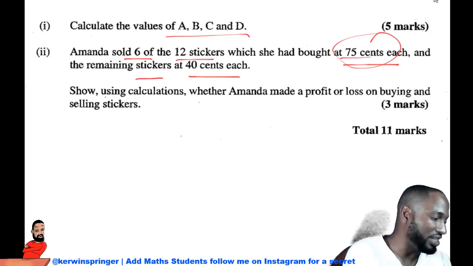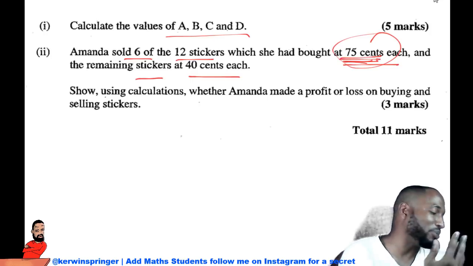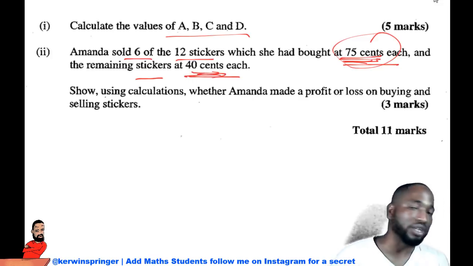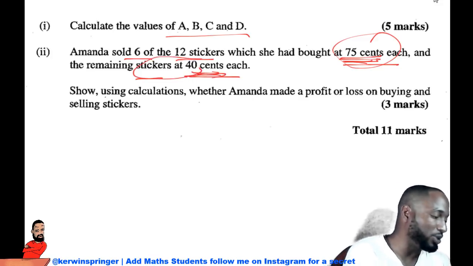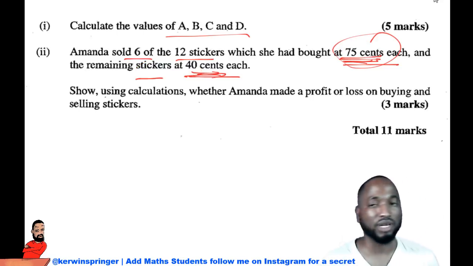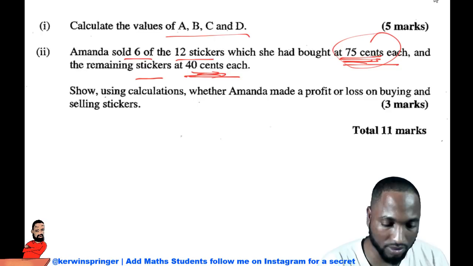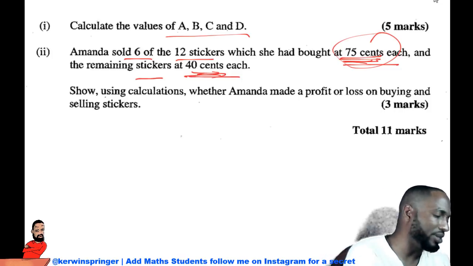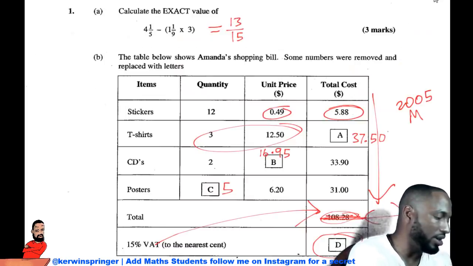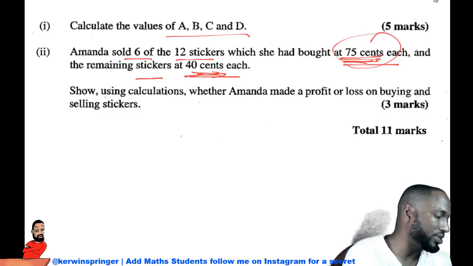Initially, the first set that she sells, she makes a profit, but people stop buying it, so she had to sell it at a smaller price. So is she making a loss on this half, or a profit on this half? They want to know if overall she made a profit or a loss. I'm seeing people saying profit. It's kind of hard to see and understand because you have the table on one slide and the question on the next slide.